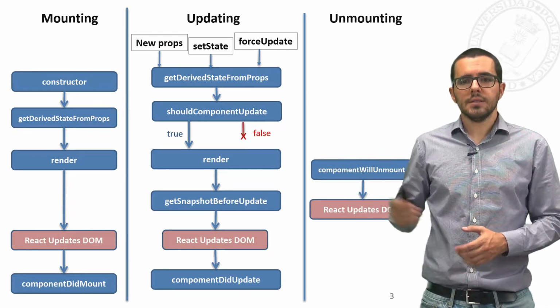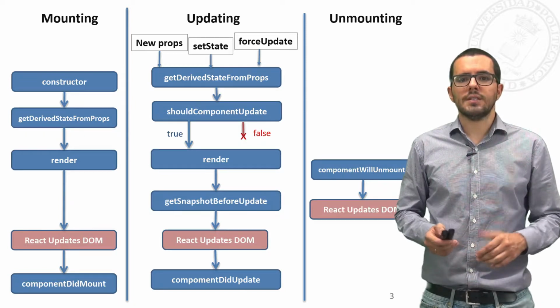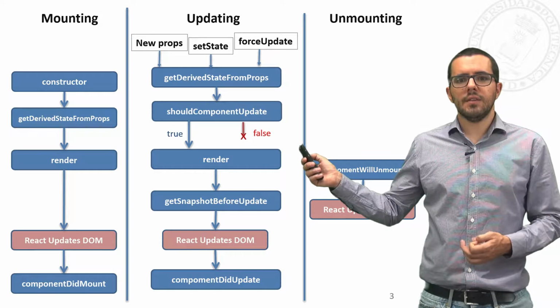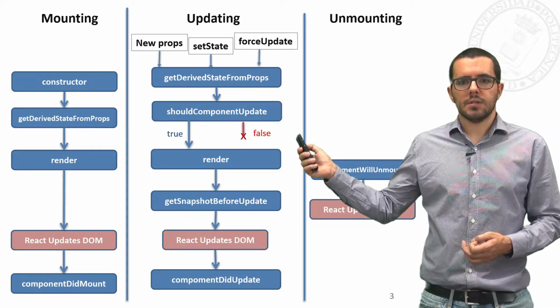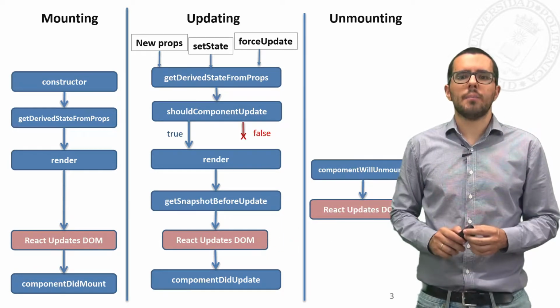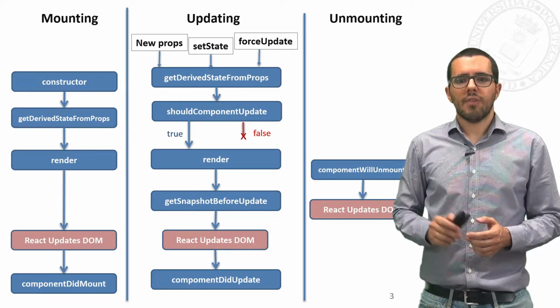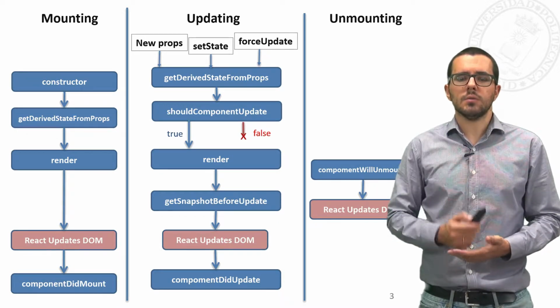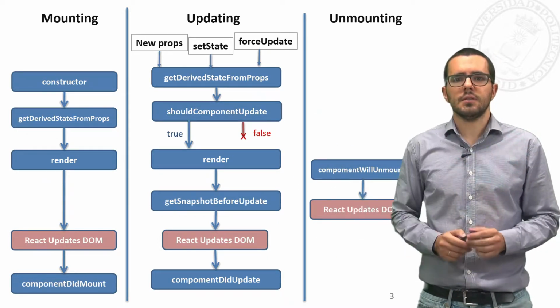In the mounting process, the first method that is called is the constructor to create the component. Then getDerivedStateFromProps. Then the render method, and in this moment React will update the DOM. Finally, after the DOM updating, React will call componentDidMount, and the mounting process is finished.